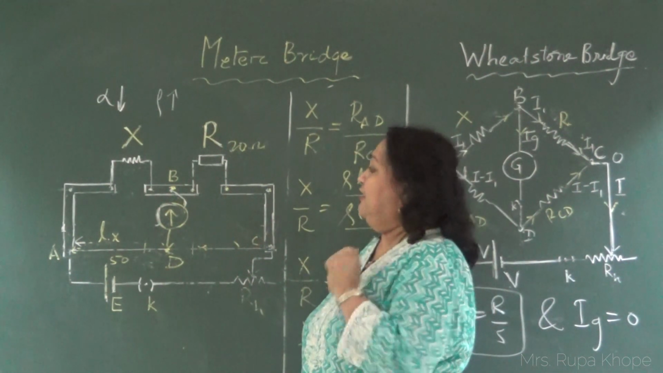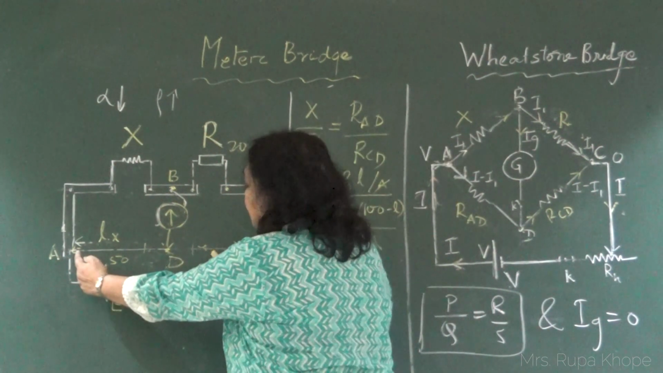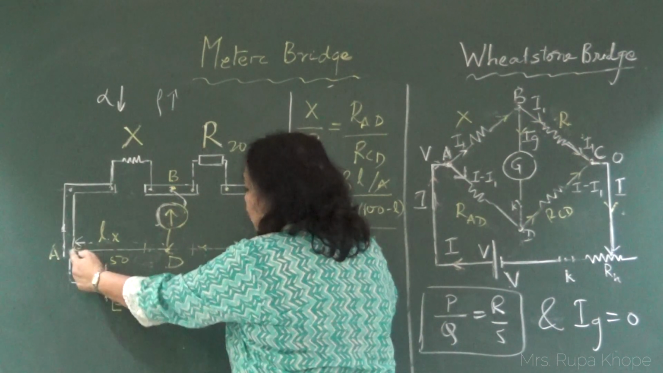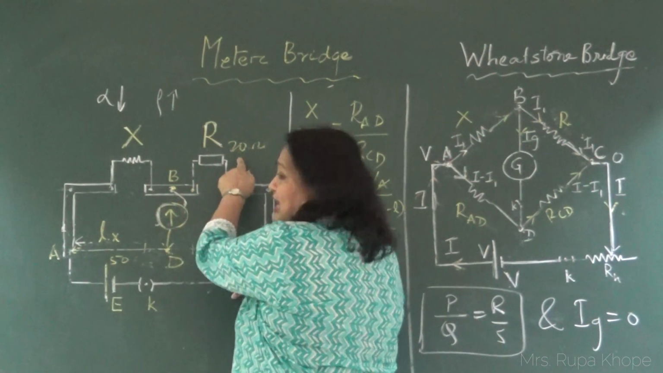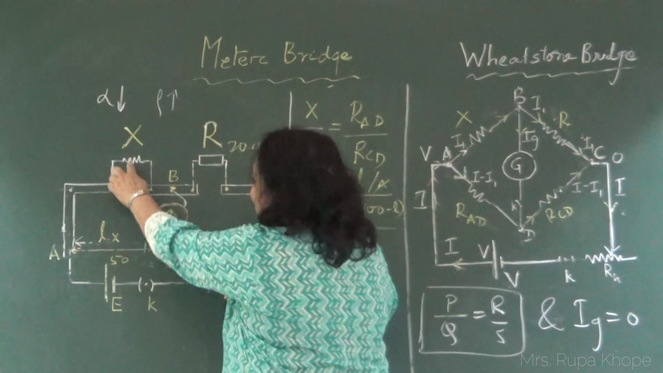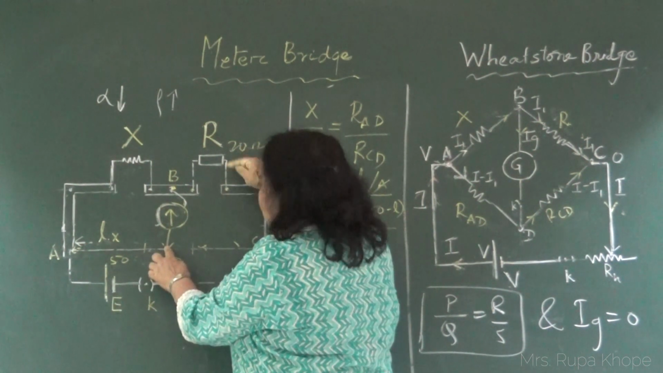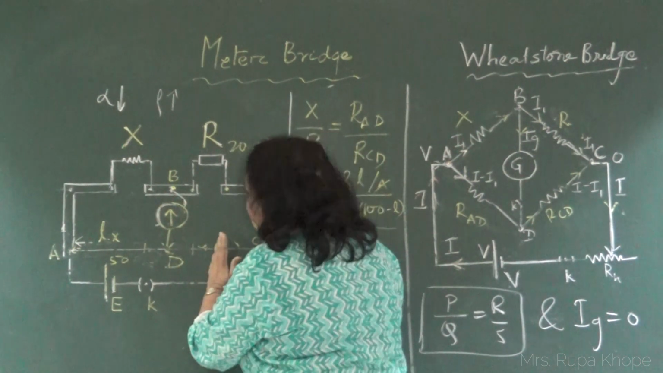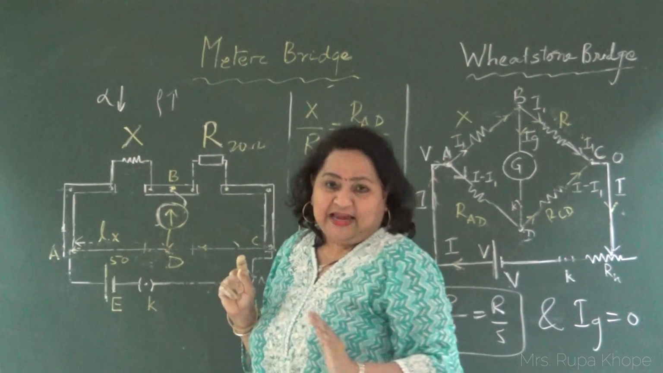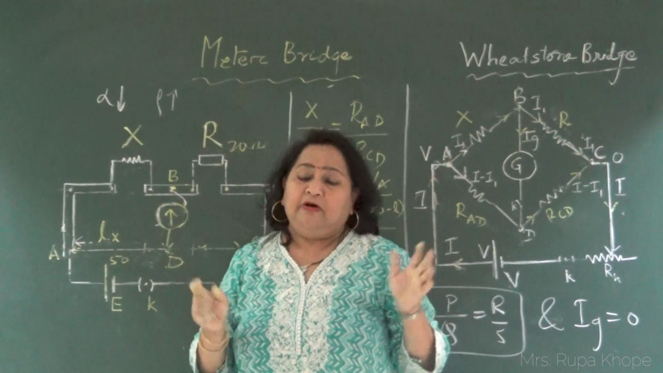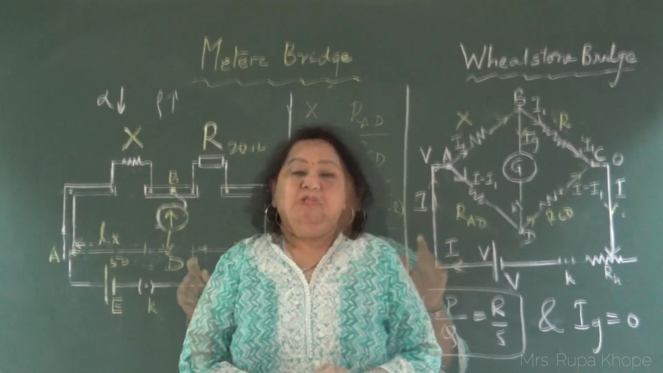Now one more thing I will tell you. By chance if you get the null point far away from here, that means you have removed a very small value, because this value is proportional to the length. If you want the length in the middle, you keep on increasing this value so that the null point will be shifted to the center. If you remember these things, the experiment is very easy.